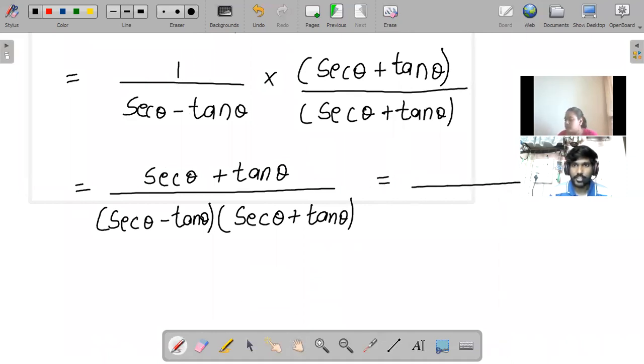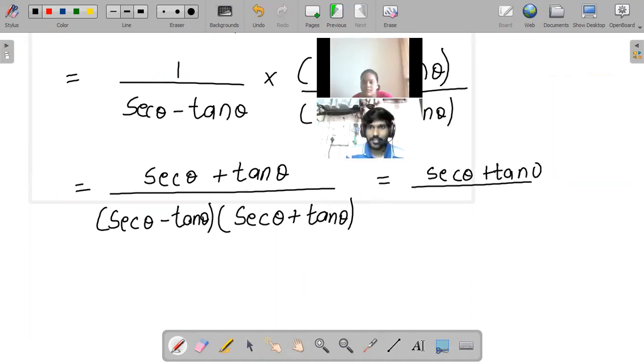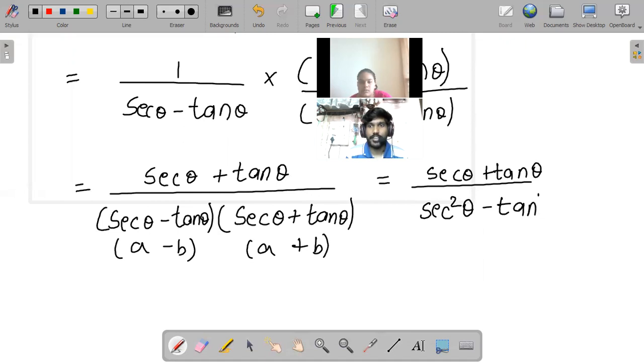So what will it become? How will the denominator change? Can you tell me? A square, B square. Yeah, so here what should I write? Should I write A square plus B square? You read A square minus B square only, right? This is a minus b, this is a plus b. So what is a and b? So it will become a minus, not plus. Sec square minus tan square theta. Correct.